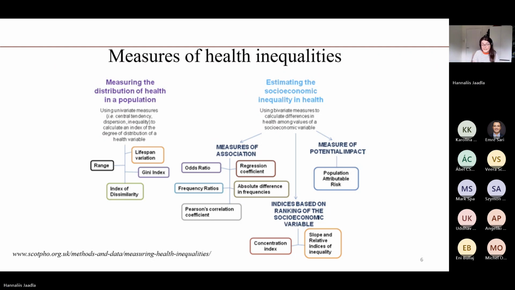So for example, if you have an individual level cause of death mortality register, then estimating relative risks, odds ratios, maybe in a survival model setting, giving you a regression coefficient to compare inequalities by different socioeconomic status measures might be more meaningful than having just an aggregate measure of mortality rate. You can also use frequency ratios, Pearson correlation coefficients. There's also quite a lot of public health literature looking at indices based on ranking of the socioeconomic variables, so there's a slope and relative indices of inequality. And I'll have some examples of how these types of measures are used in studies.